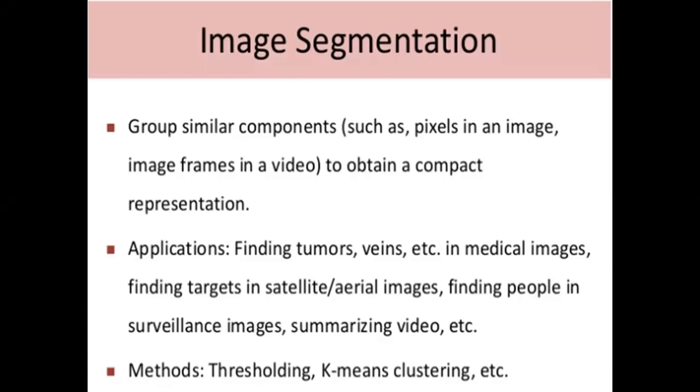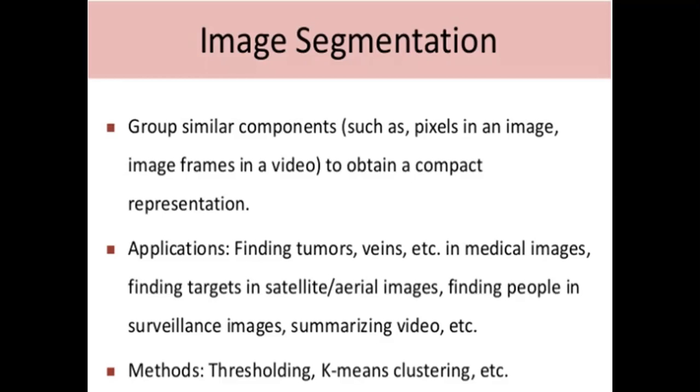Any image consists of thousands and millions of pixels, and every pixel we need to segment from one to another. Group similar components such as pixels in an image or frames in a video to obtain a compact representation. Image segmentation is used in finding tumors, veins, etc. in medical images, finding targets in satellite and aerial images, finding people in surveillance images, summarizing videos, etc. So, in short, image segmentation is a process of DIP which is now used in day-to-day life, especially in the medical field and for satellite imaging also.